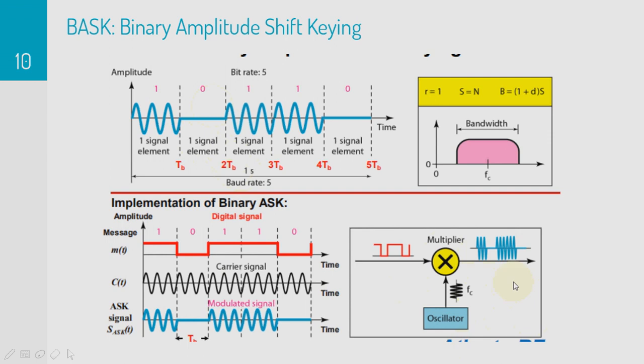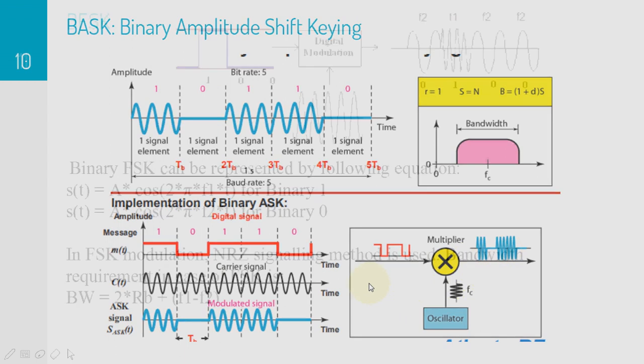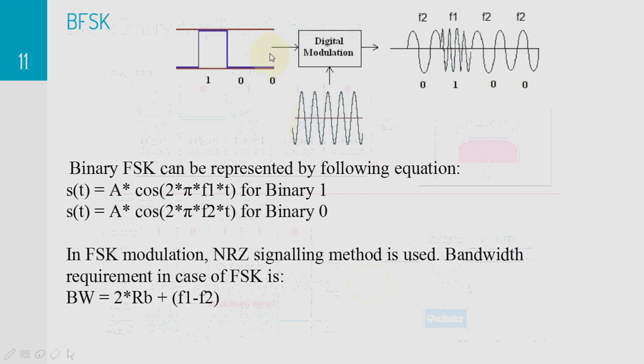This is called channel estimation or identification. So the first modulation scheme is binary ASK, that is amplitude shift keying, where its bandwidth is B equals 1 plus D into S. For the 1 bit the amplitude is available, for the 0 bit the amplitude is 0. This is the modulator of the ASK, where digital data input is applied and the second input is the carrier frequency, and at the end you will get the modulated ASK output.